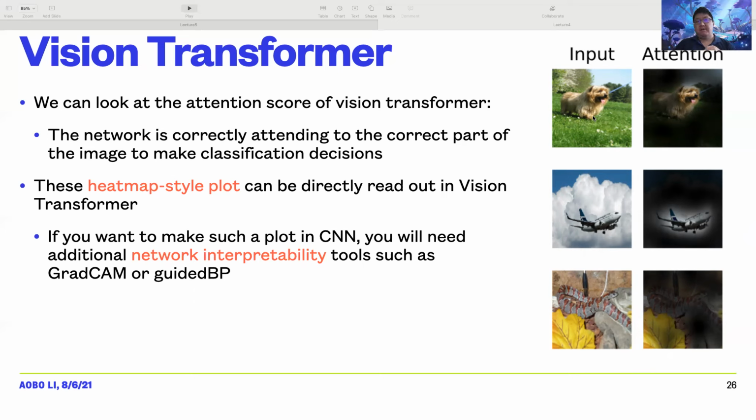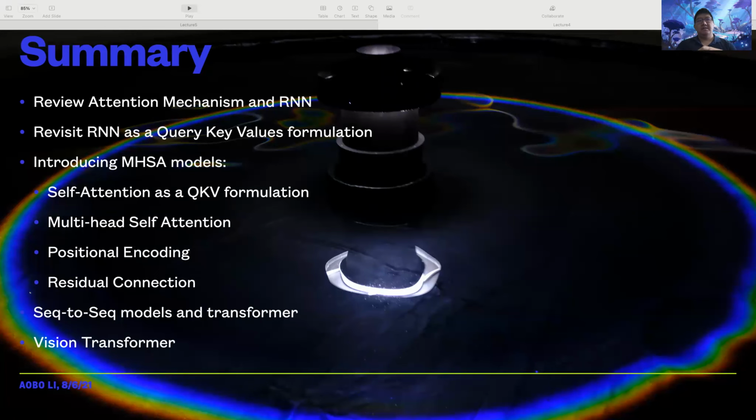If you want to make such a plot in a convolutional neural network, you need additional network interpretability tools such as GradCam or guided BP. So that's one of the advantages of the vision transformer. Another advantage the authors observed is that the vision transformer is less susceptible to what we call inductive bias. For example, if your image is not flat or if your image is flipped, the vision transformer can still capture its features, while with a traditional convolutional neural network, the features might not be correctly accounted for.